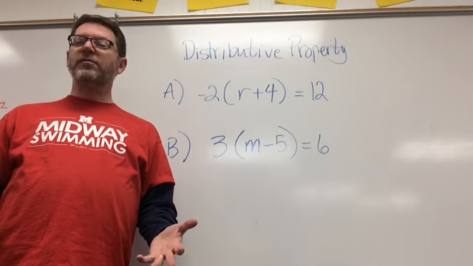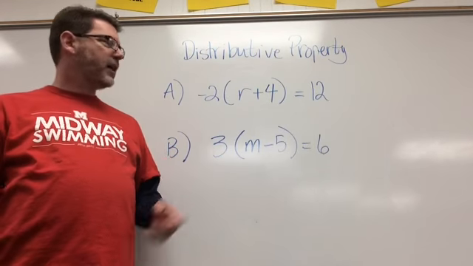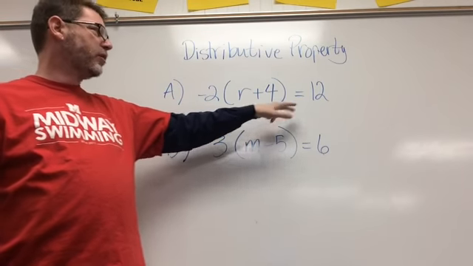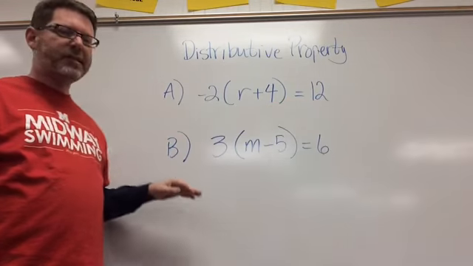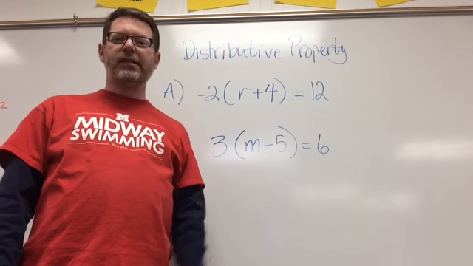So here are the practice problems that I'd like for you to do before you come to class on Monday. A, the first one is negative 2 times the quantity of r plus 4 equals 12, and the second one is B, 3 times the quantity of m minus 5 equals 6.